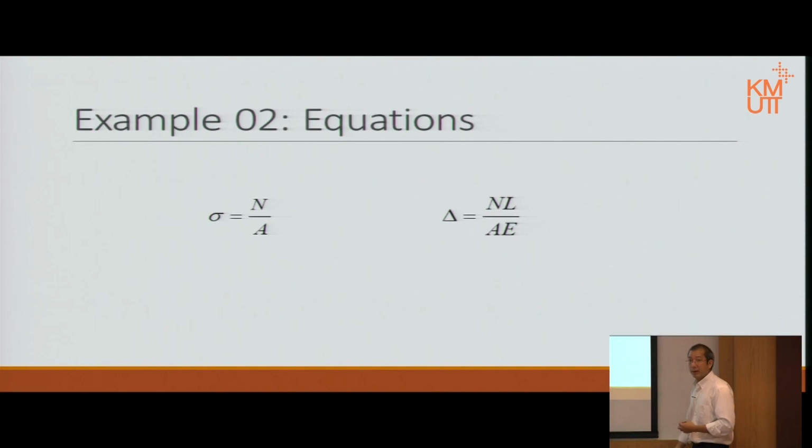The same equation applies. Apparently it gives us the cross-section area, so we can calculate the area. It gives us the length, it gives us the Young modulus. So now what we are stuck with is the value of the axial force.